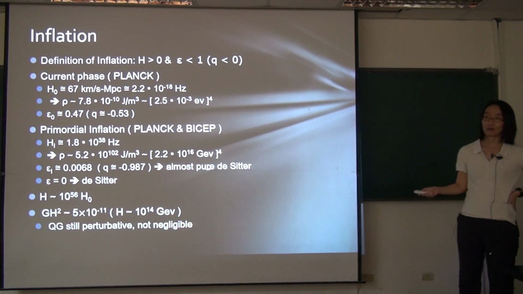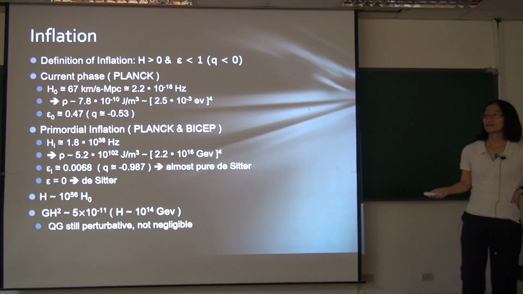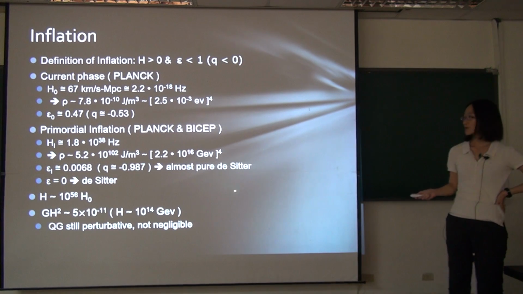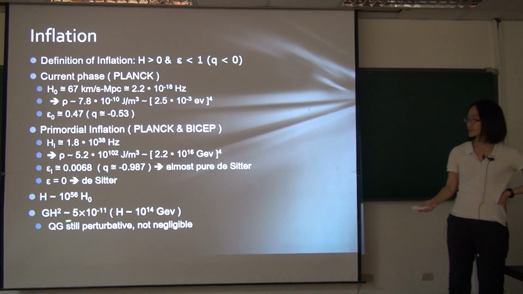Basically, I try to search for the quantum effects or quantum loop effects during the primordial inflation. Okay. The question you will ask is, can we use perturbation theory? Of course, we can use perturbation theory because you can see the loop counting parameter is very small, right? It's about 10 to the minus 11. Even though this is at such a high energy scale, the counting parameter is still very small. So perturbation theory still works.